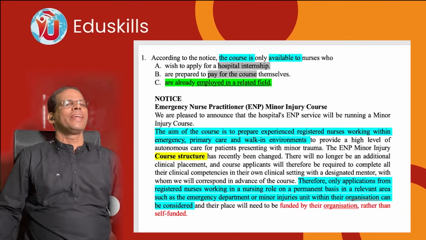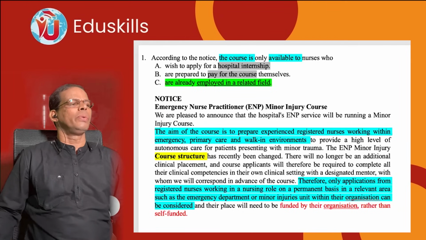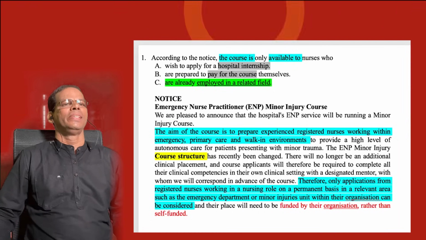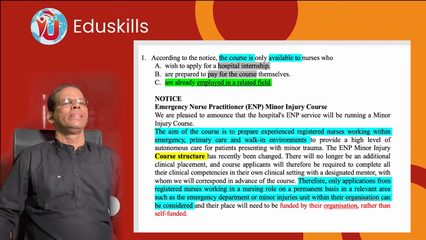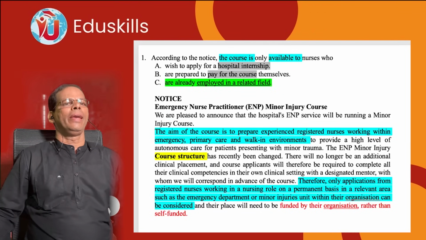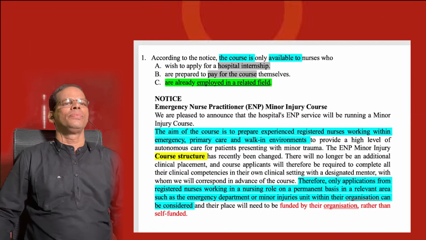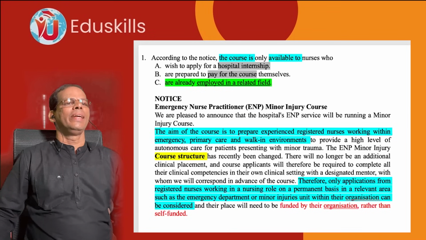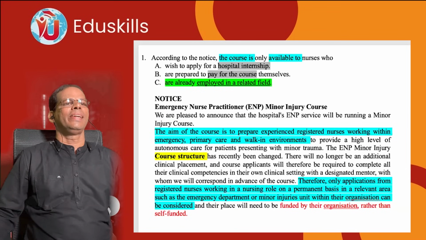According to the notice, the course is only available to nurses who, a particular group of nurses. First option: wish to apply for a hospital internship. So what is the hedging word? Hospital internship. Then, pay for the course. Pay for the course means fees. Those who are prepared to pay for the course. Then, employed in a related field.